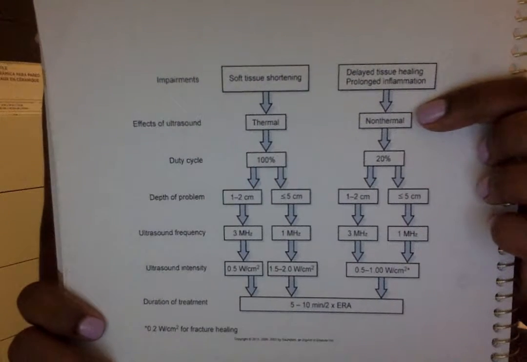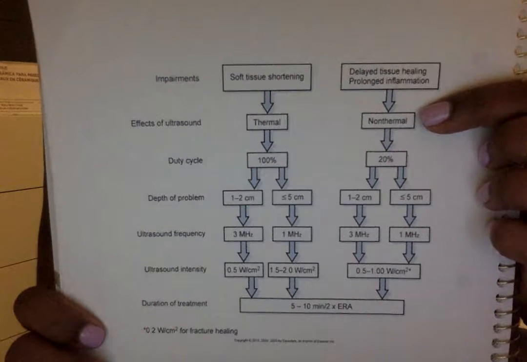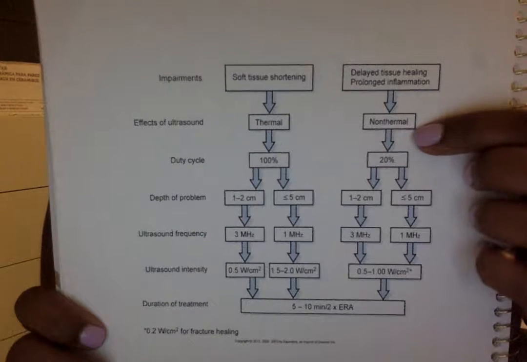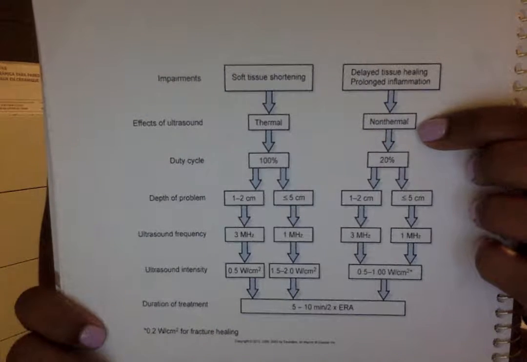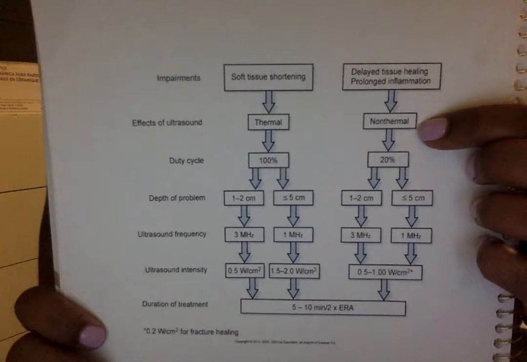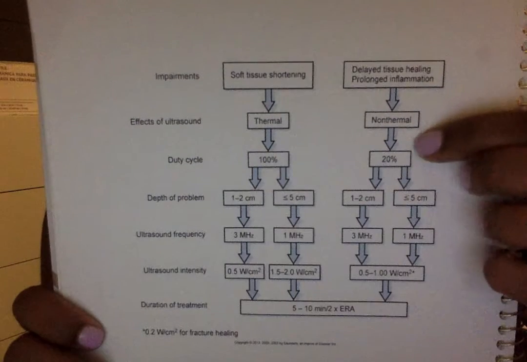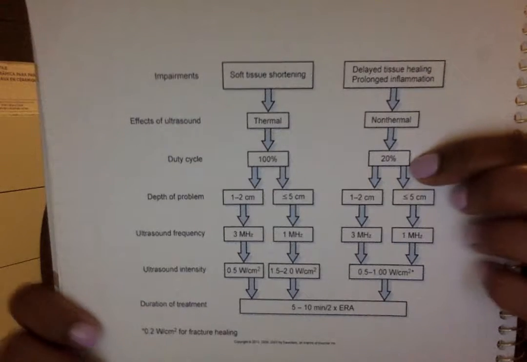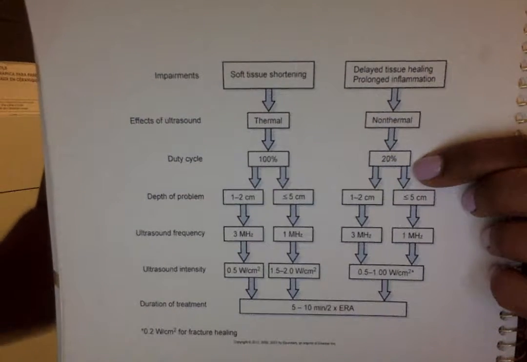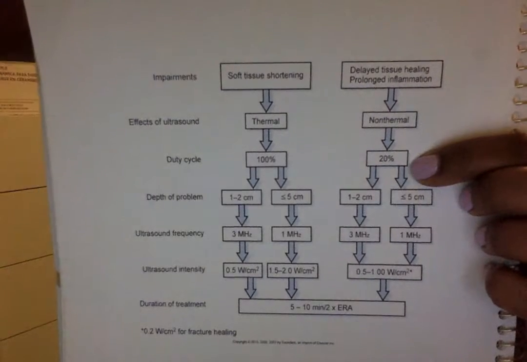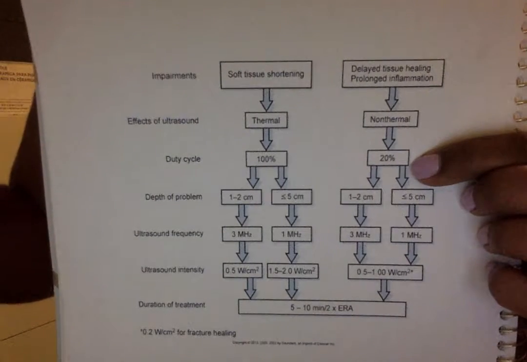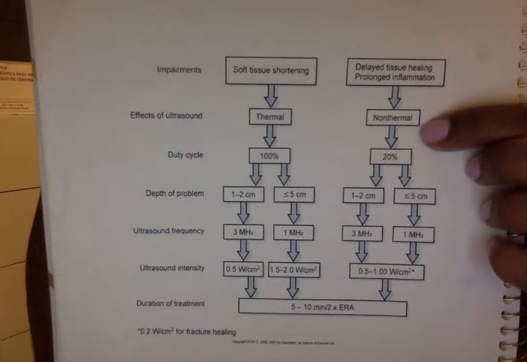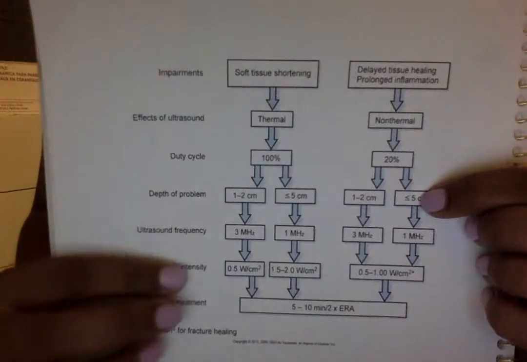So if you're trying to promote healing and you're trying to increase tissue healing, you want to choose the non-thermal effects. The non-thermal effects are going to give you heat, but in a pulsed rate. So you choose a duty cycle that means pulsed. So it's giving you heat only 20% of the time that it's on. So it's on an on-off cycle. So every 20% it's on, then it's off, then it's on, then it's off. And that's what gives it the non-thermal effect. It's not producing heat.